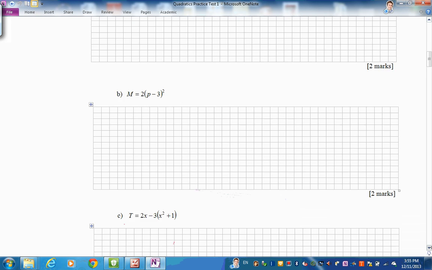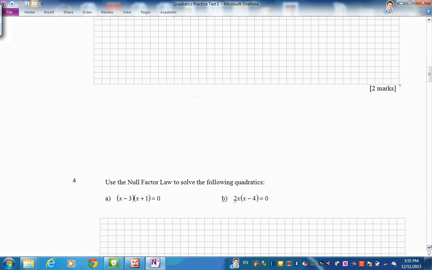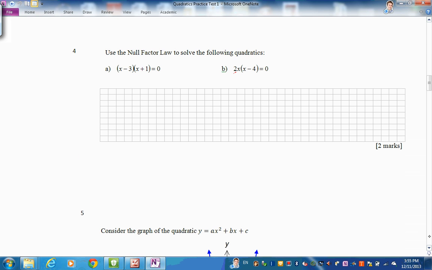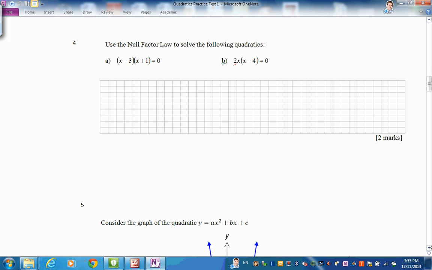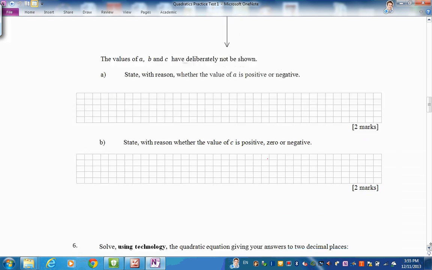Let's go on to C and question 4. Solving quadratic functions there, so quadratic equations. Let's go to 5. Okay, and 5b, you have to maybe scroll back and look at the graph again.